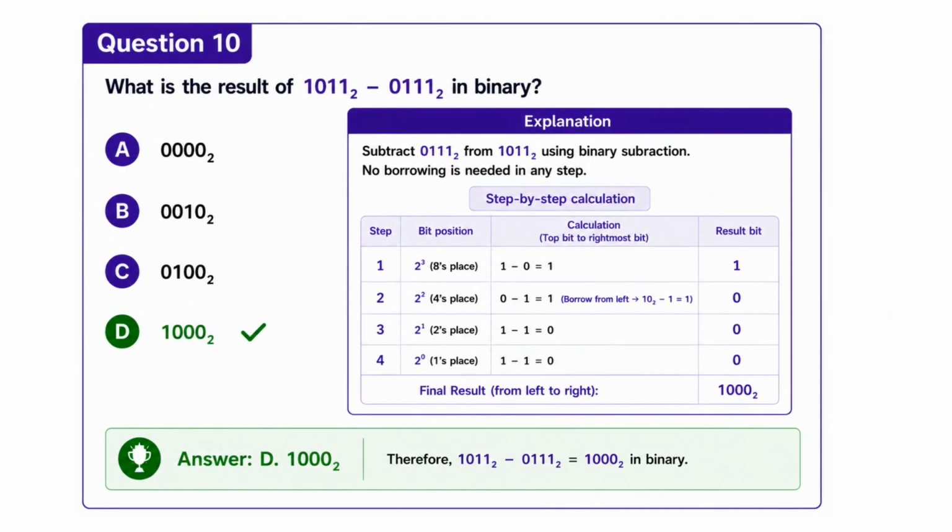Let's solve this binary subtraction. We subtract 0111₂ from 10111₂. Work from the rightmost bit, one bit at a time. Borrow only when it is needed. After completing the subtraction, the result is 10000₂. Therefore, the correct answer is D, 10000₂.